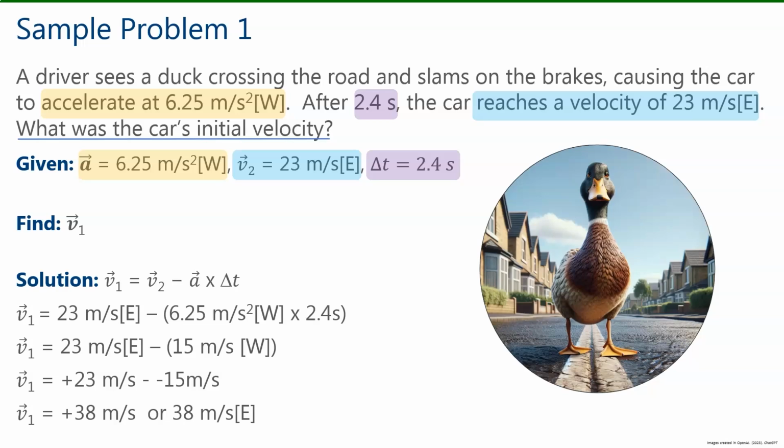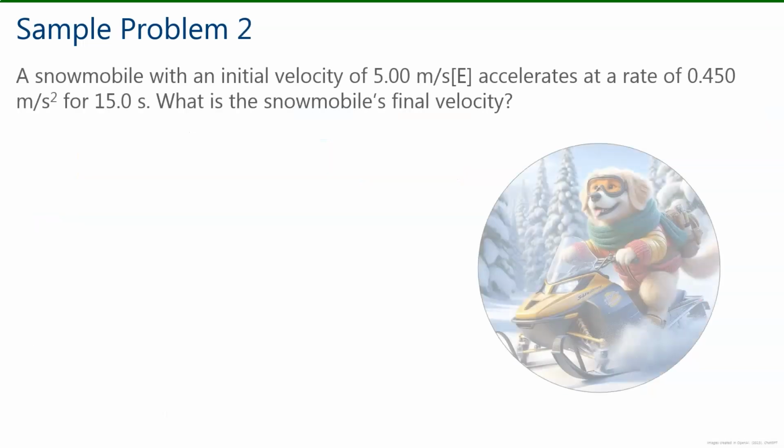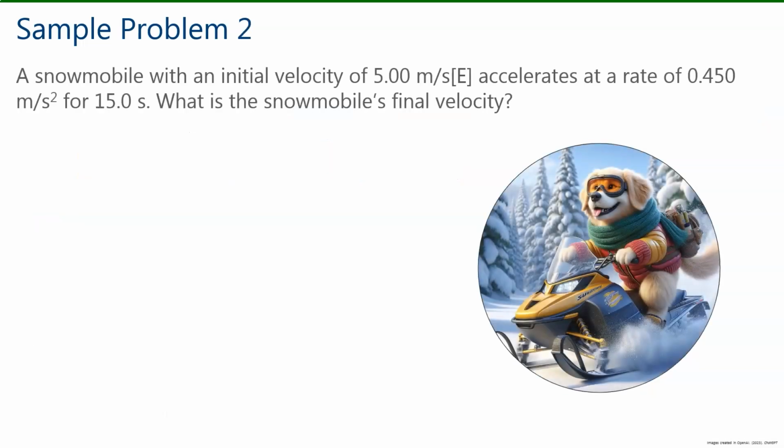Let's try another problem. A snowmobile with an initial velocity of 5.00 meters per second east accelerates at a rate of 0.450 meters per second squared for 15.0 seconds. What is the snowmobile's final velocity?